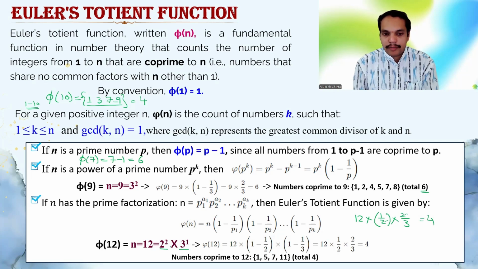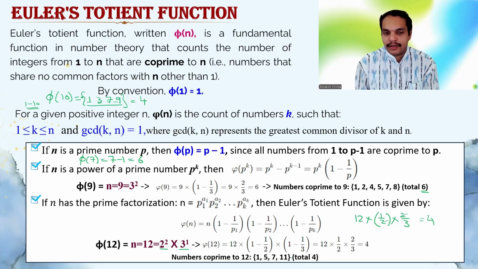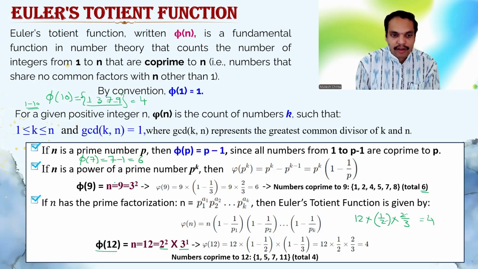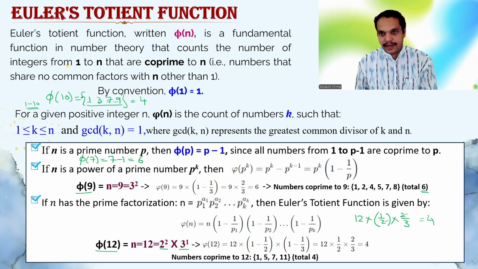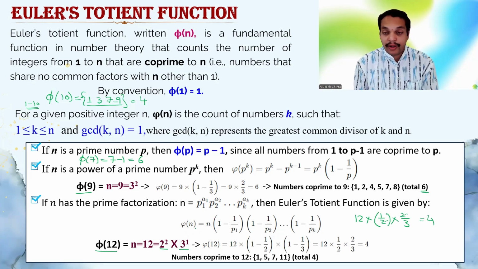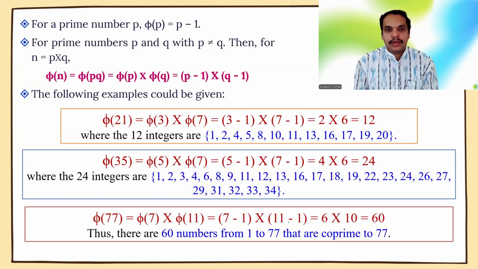So what are the numbers that are co-prime to 12? There are a total of 4, and the numbers are 1, 5, 7, and 11. This is how you calculate the psi of n value for any given n. If it is prime, it is direct. For any other number, you have to break it down into prime factors and then use this particular function to find it out. Okay, before we go, let us look at more examples.